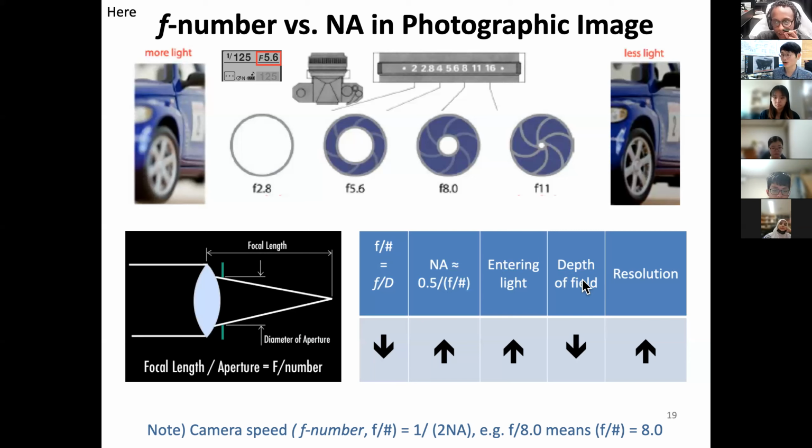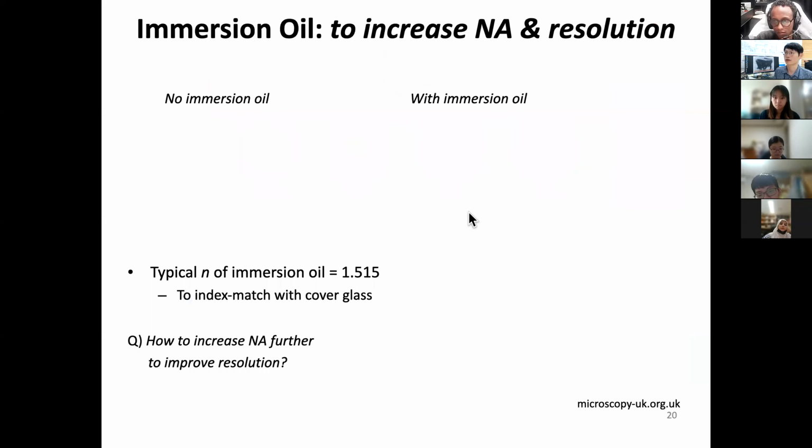But at the same time, it's important that a lower F number, or bigger aperture, at the same time means better resolution. In fact, today's class is exactly about this, so we will discuss this soon. Let's go back to a little bit more practical, that immersion oil case. Increasing NA and resolution is today's topic.